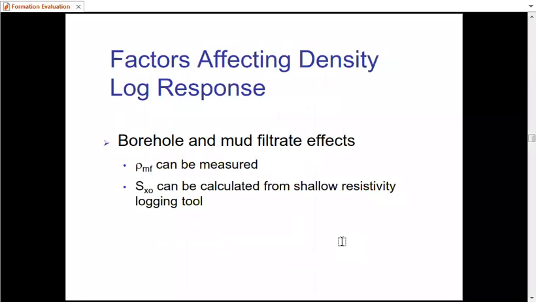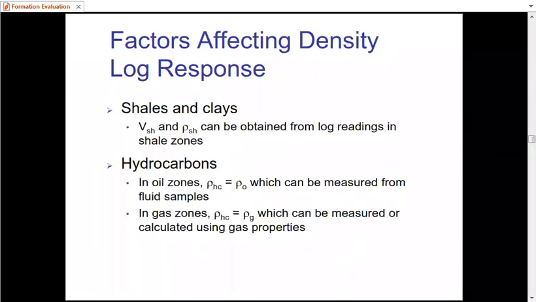Now we are talking about the factors affecting density log response. What are the factors affecting the density log response? One of the great factors here is the borehole and the mud filtrate effects. The density of the mud filtrate can be measured, and also the saturation for the flushed zone or for the mud filtrate can be calculated from the shallow resistivity logging tool. As you know, we have two detectors, at a short interval length and at a long interval length.